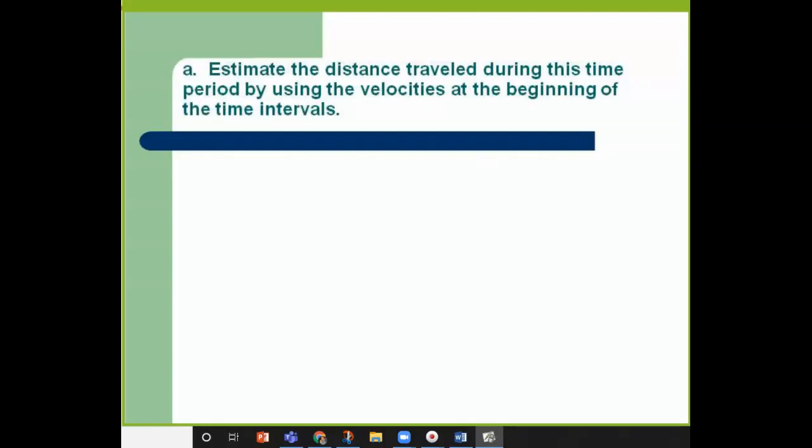So part A says, estimate the distance traveled during the time period by using the velocities at the beginning of the time intervals. If we're using the velocities at the beginning of the time interval, that's another way of saying, hey, do LRAM. But now we're doing LRAM without a graph. So LRAM represents distance traveled using left endpoints. So what we're going to do is our distance traveled every 5 seconds, well, that 5 seconds is going to represent my dx, or my delta x.